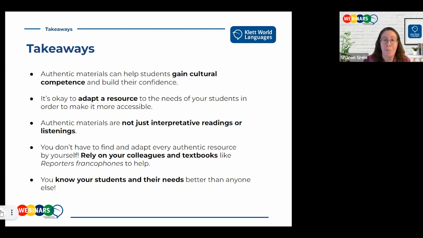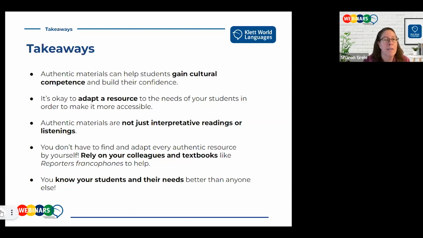It's okay to adapt a resource. We know that there are those purists out there that'll say no, but it's okay. We've shown you some ways to do that really do preserve the authenticity of the text. Even if it's just taking a chunk of it and working with a smaller piece of it and keeping it as authentic as possible, there are lots of different ways to adapt that will preserve that authenticity. Remember that authentic materials are not just readings or listening. We did focus on a lot of written examples here, but artwork, statues, things like that are also great sources of authentic materials.